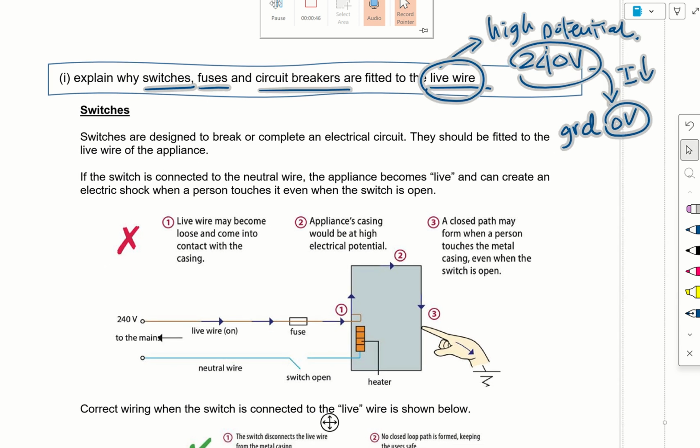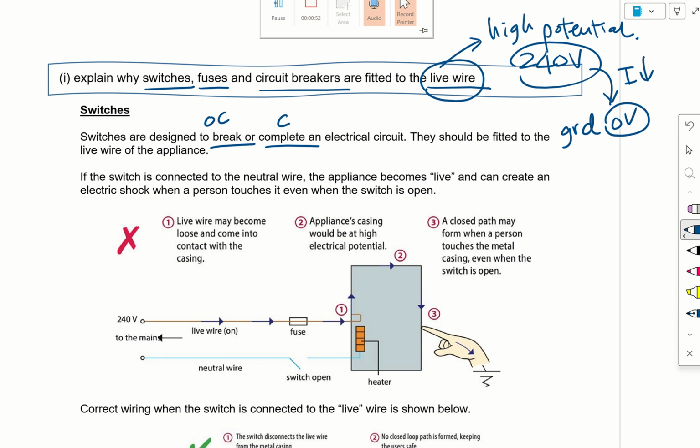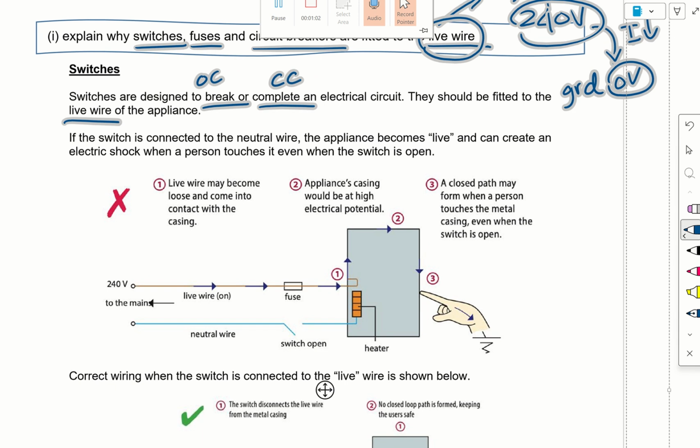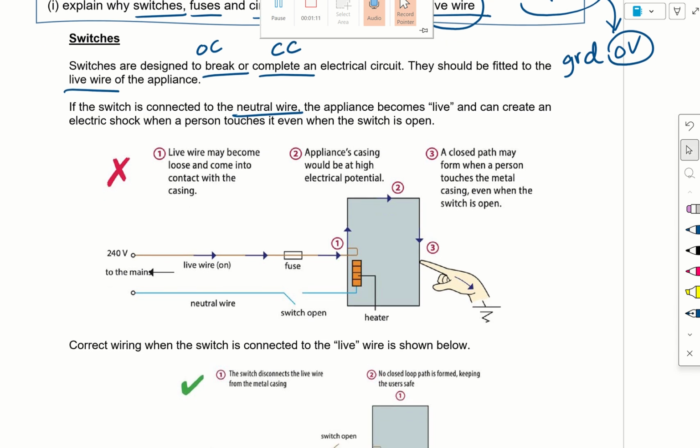Switches are designed to break or complete an electrical circuit. When it breaks, it's an open circuit. When it completes, it's a closed circuit, right? They should be fitted to the live wire. So similarly to fuses and circuit breaker, they are fitted into the live wire. Now, if the switch is connected to the neutral wire, the appliances becomes live and can create an electric shock when a person touches it, even when the switch is open. So let's take a look.